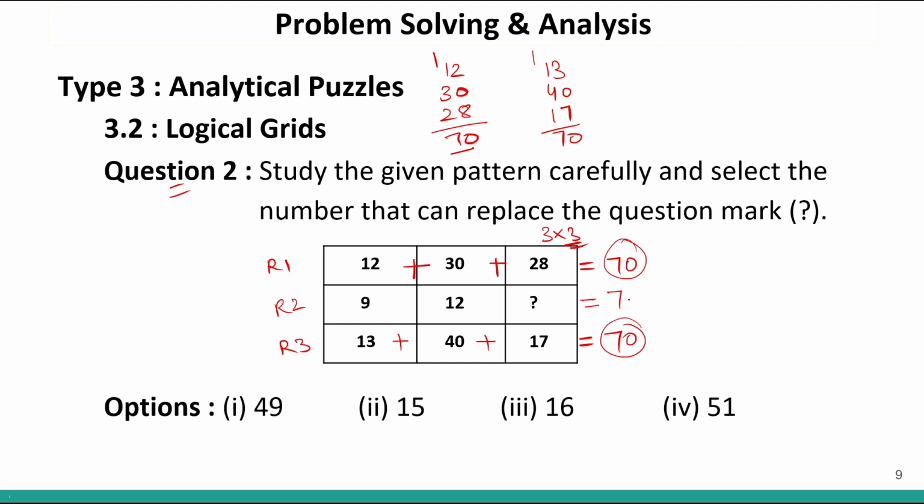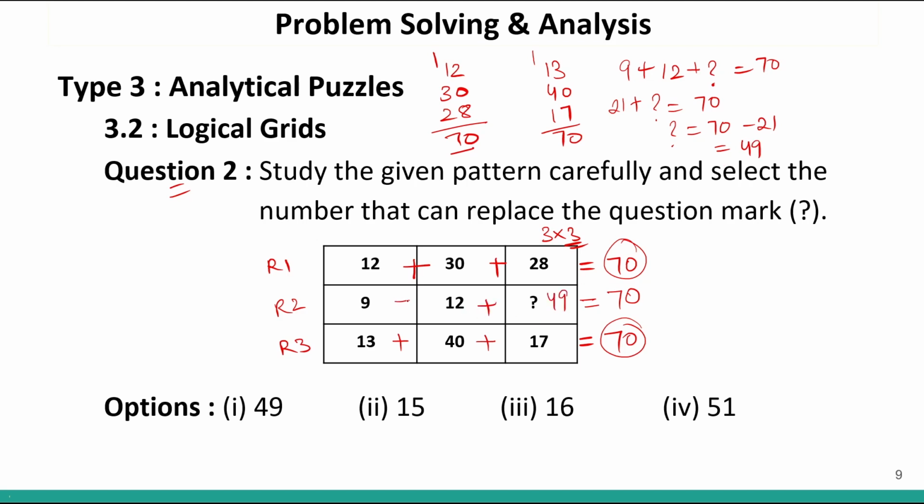So the output in row 2 will also be the same, that is 70, right? So now let us solve. 9 plus 12 will be 21. So 9 plus 12 plus a question mark is 70. So the question mark will be 70 minus 21, and this is equal to 49. So the correct answer will be 49.